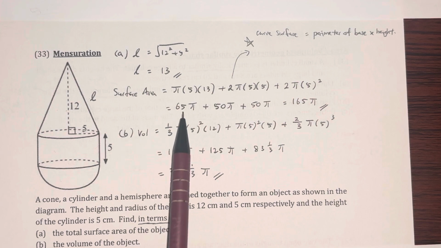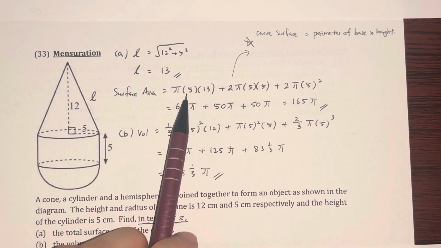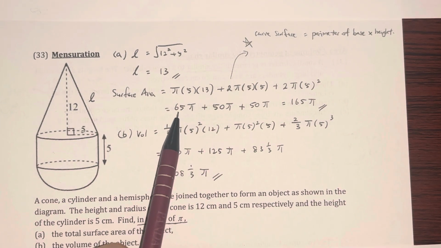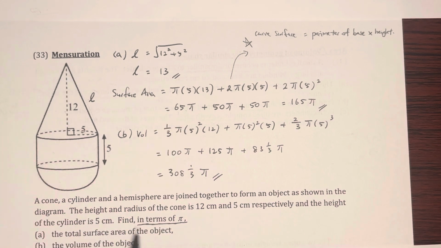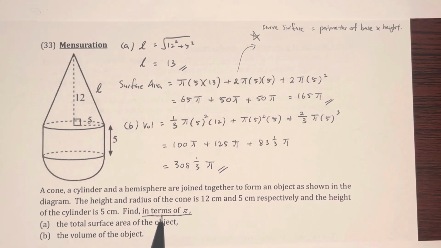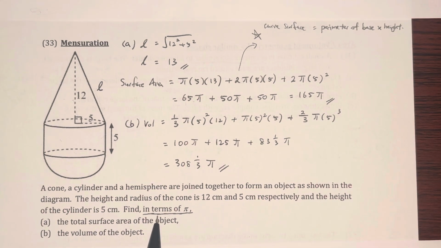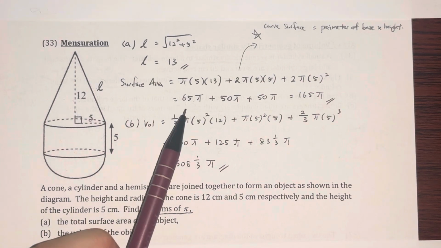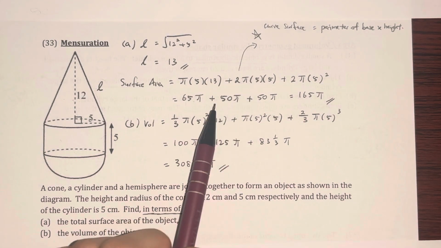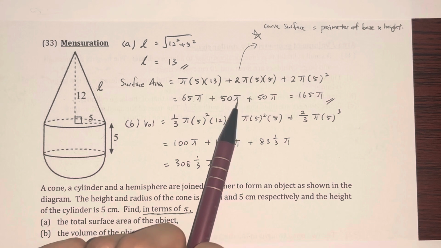You notice I leave the pi all untouched. Like 5 times 13 is 65, so I wrote 65 pi. Why? Because the question says in terms of pi, so I want to leave the pi in the answer. That's why you can see that for this one, 50, I took 2 times 5 times 5. The pi, I leave it there, and so on.